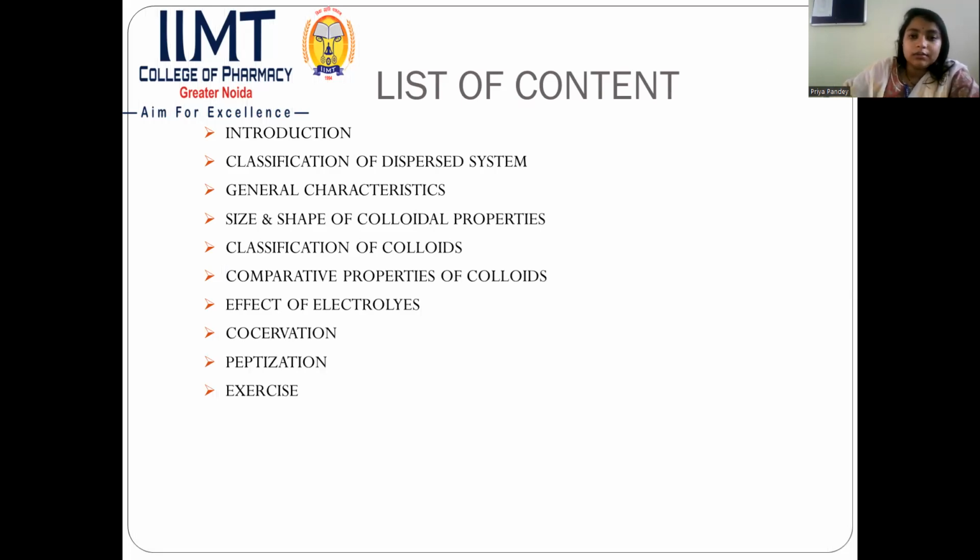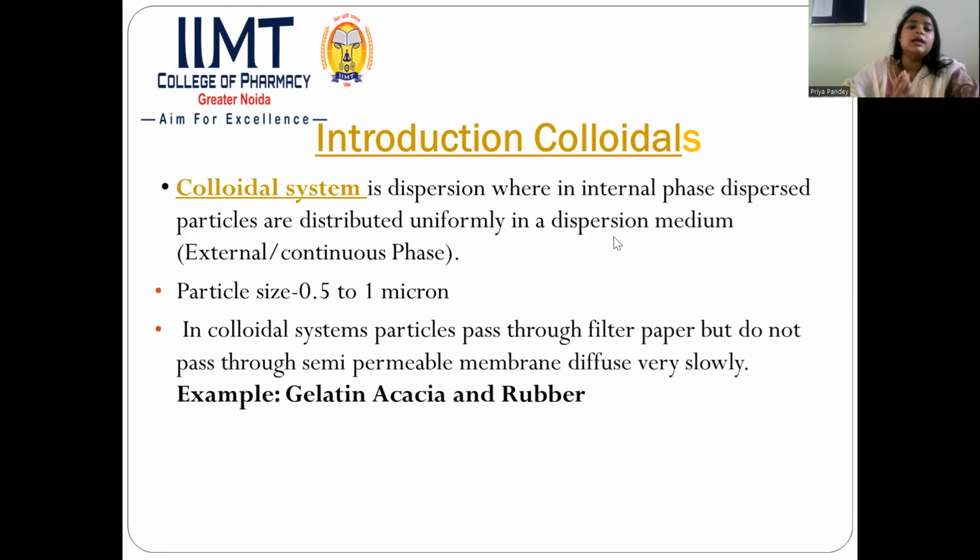Firstly, when we hear about colloidal dispersion, what is colloidal dispersion? It is a heterogeneous mixture. It is a heterogeneous system which consists of a dispersed phase and a dispersion medium, in which the particle size of the dispersed phase ranges from 1 nanometer to 1 micrometer.